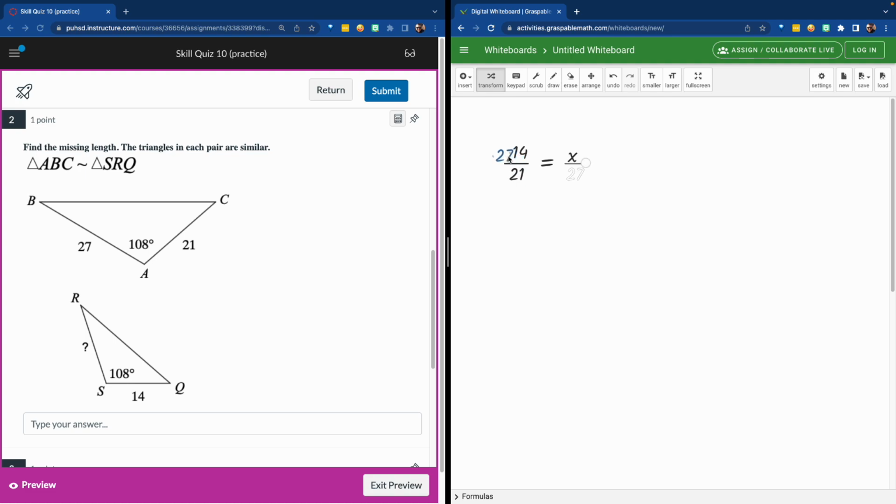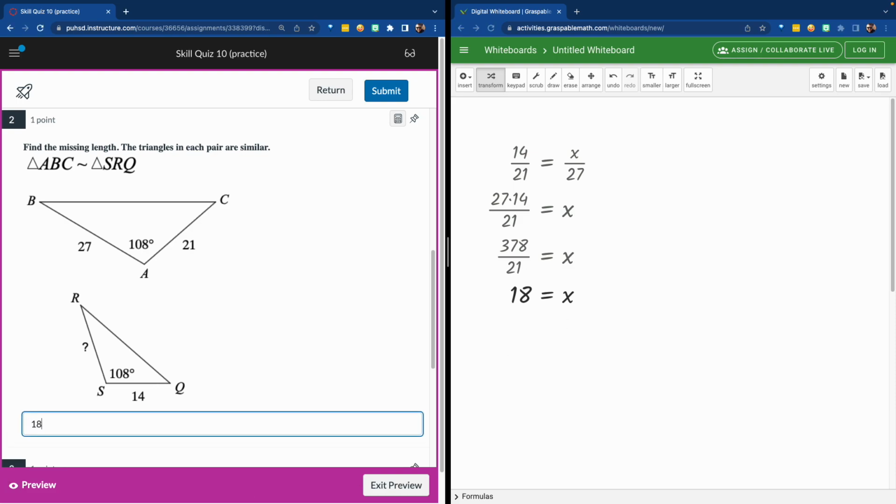So I'll multiply the 27 here, I can multiply 27 times 14, and now I'll double click and see if it comes out to something a little more whole number integer, and it does. So X equals 18. My answer here would be 18.